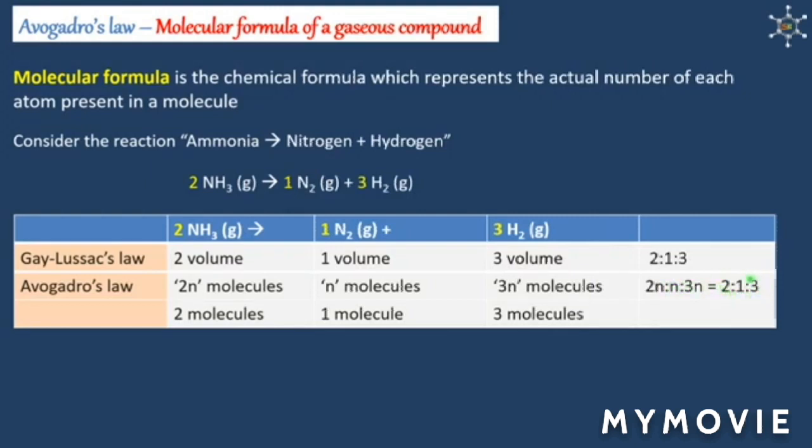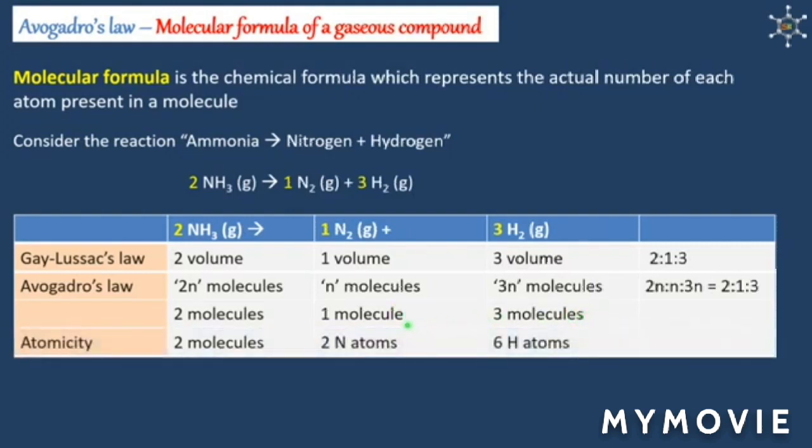For this simplified ratio, if we rewrite Avogadro's law, it looks like 2 molecules of ammonia split to give 1 molecule of nitrogen and 3 molecules of hydrogen. Considering the atomicity of nitrogen and hydrogen elements, if we rewrite this statement, then 2 molecules of ammonia split to give 1 molecule of nitrogen, that is 2 nitrogen atoms, and 3 molecules of hydrogen, that is 6 hydrogen atoms. Let us simplify these numbers.